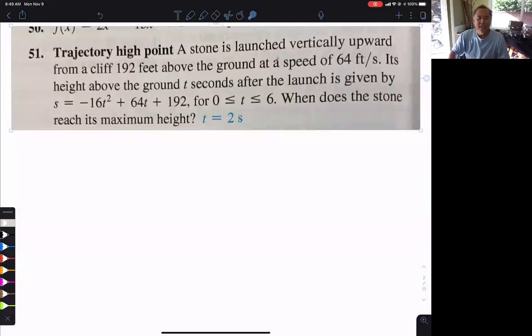So this is 4.1 number 51. We're trying to find the maximum height. And we learned a couple of things. First, we learned that relative max and mins only occur at critical points. And then if we have a continuous function on a closed interval, absolute max and mins occur at either critical points or endpoints. So those are a couple of things we learned.